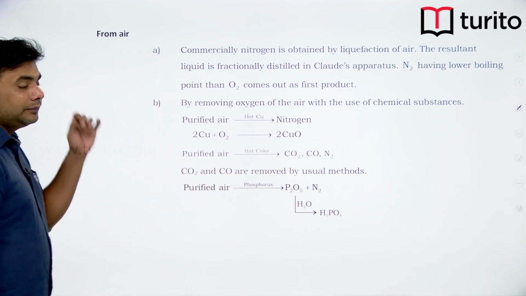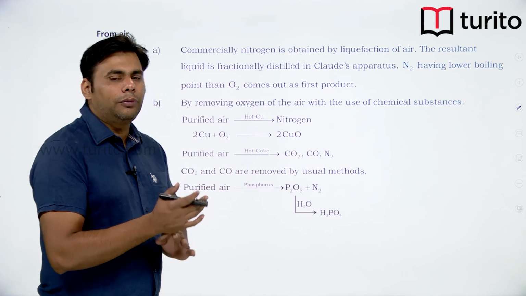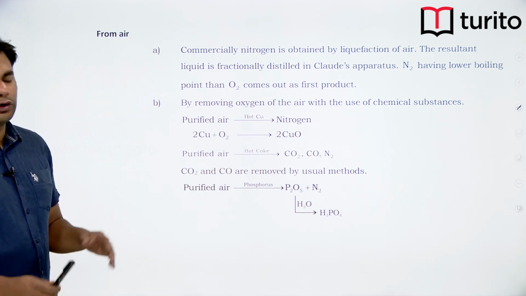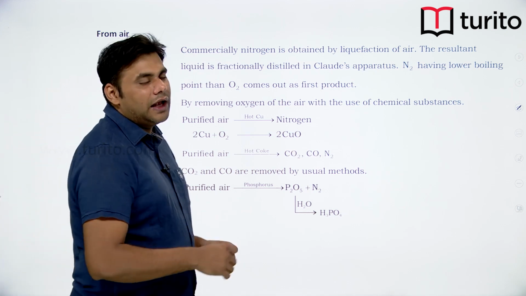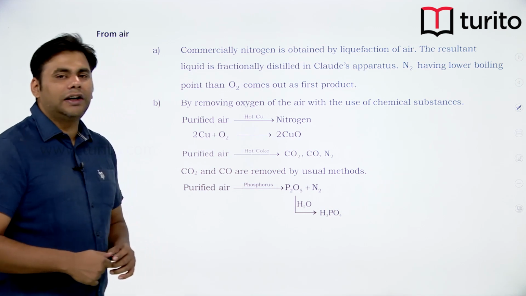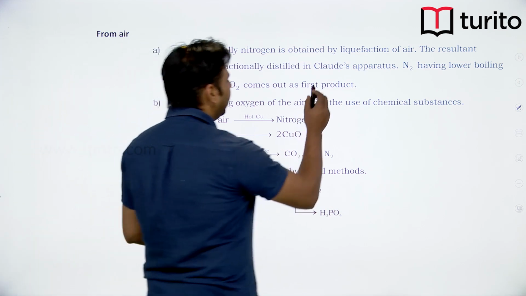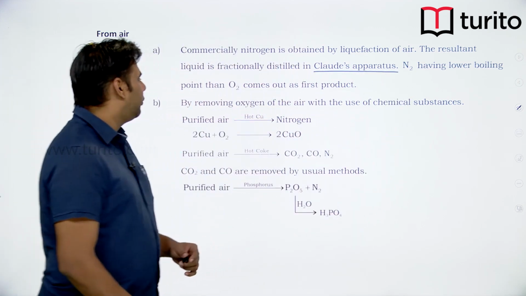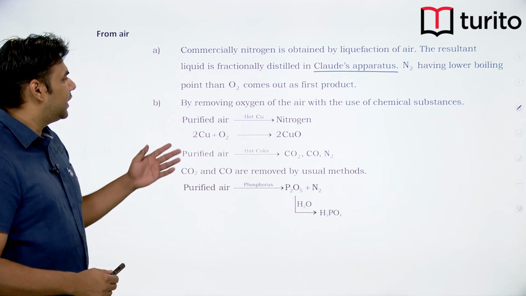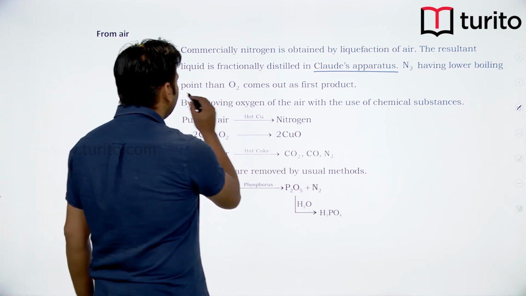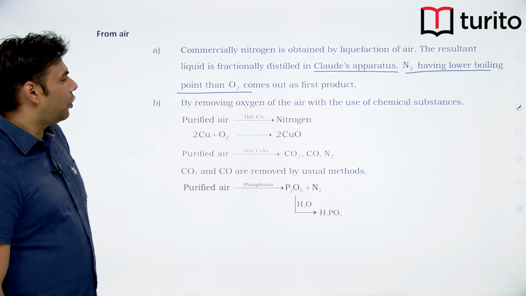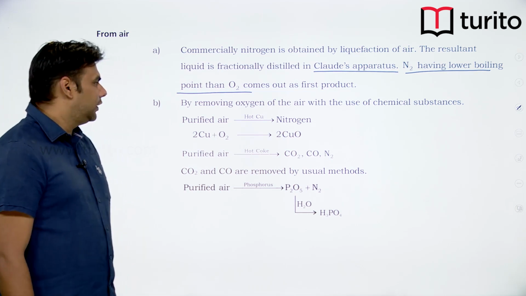Next is the preparation of N2 from air. Commercially, nitrogen is obtained by the liquefaction of air, because we know that in air we have a lot of nitrogen content. The resultant liquid is fractionally distilled in a Claude's apparatus. N2 having a lower boiling point than O2 comes out as the first product. So N2 has a lower boiling point than O2, so when you try to distill it in a Claude's apparatus, we get N2 first.